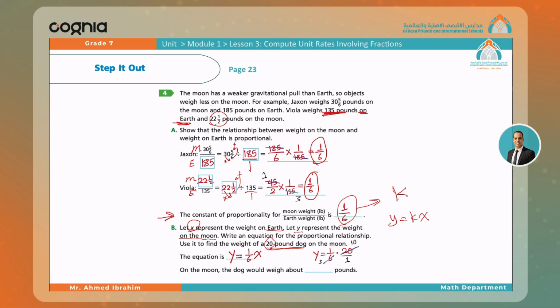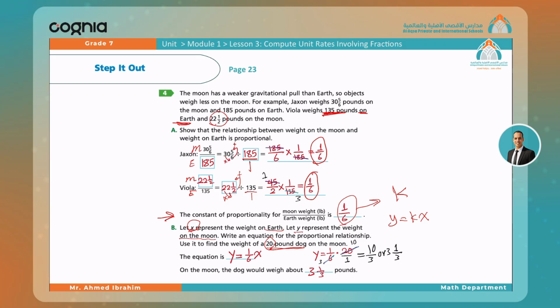So the numerator is 1 times 10, which is 10, and the denominator is 3 times 1, which is 3. So 10/3, or you can turn it into a mixed number. You keep the 3 in the denominator, and you think of a number times 3 close to 10, which is 3. So 3 times 3 is 9, plus 1 is 10. So on the moon, the dog would weigh about 3 1/3 pounds.